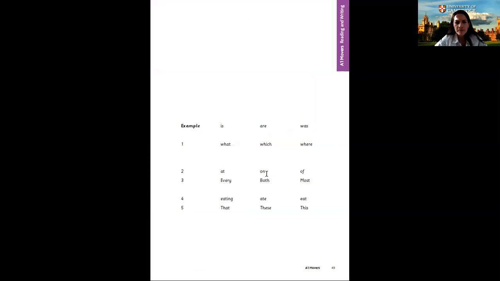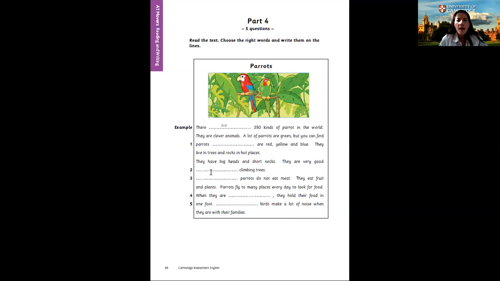So you know that. And you have to do the same with number 2, number 3, number 4, and number 5, okay? The exam is going to have a similar exercise, all the exams, okay? The only thing that is going to change is the text.